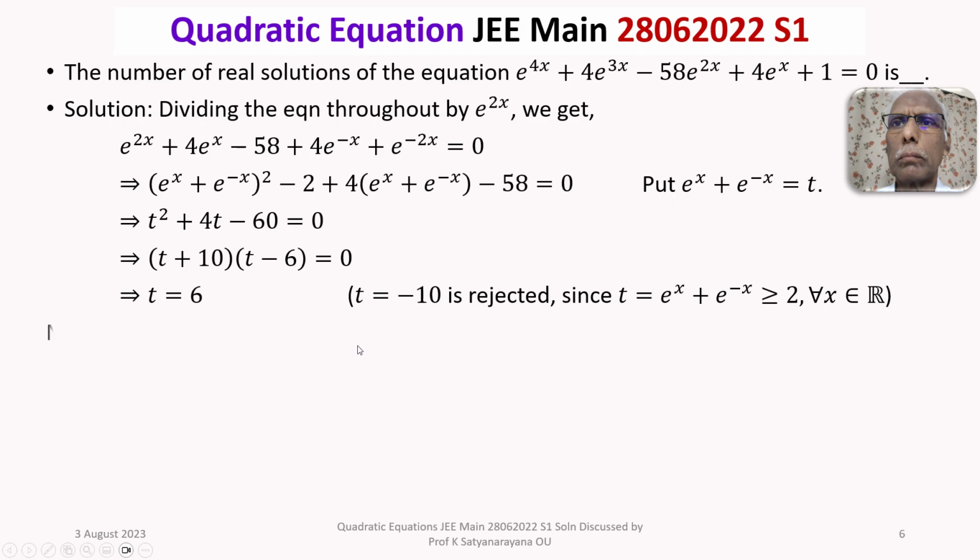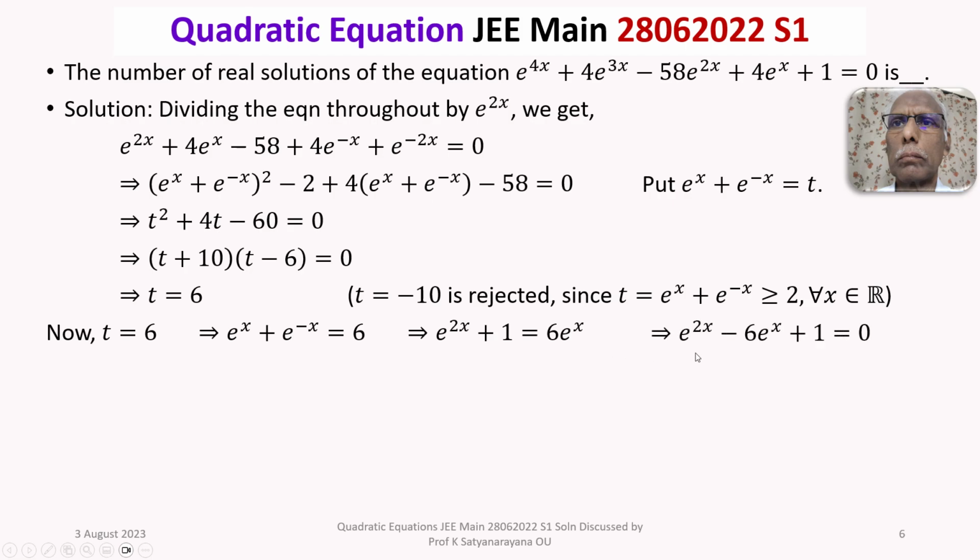So, this implies t = 6, meaning e^x + e^(-x) = 6. Multiply throughout by e^x. You will get e^(2x) + 1 = 6e^x. Thus, we get a quadratic in e^x, that is e^(2x) - 6e^x + 1 = 0. We solve for e^x.